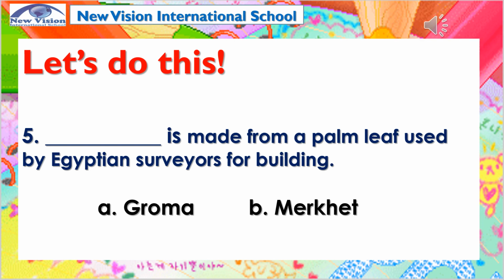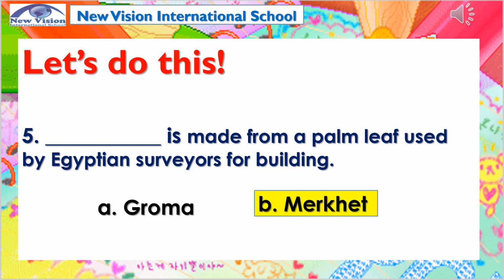Finally, number 5. Blank is made from a palm leaf used by Egyptian surveyors for building. Is it A, groma, or B, mercat? Very good. It's letter B. Mercat is made from a palm leaf used by Egyptian surveyors for building.